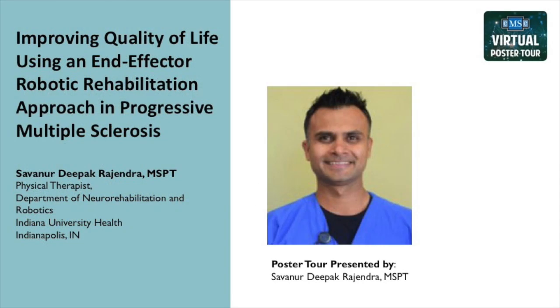The poster is titled Improving Quality of Life Using an End Effector Robotic Rehabilitation Approach in Progressive Multiple Sclerosis. I'd like to introduce the presenter, Savanur Deepak Rajendra. He is a physical therapist who provides neurorehabilitation care at the Indiana University Neuroscience Center. Welcome, Deepak.